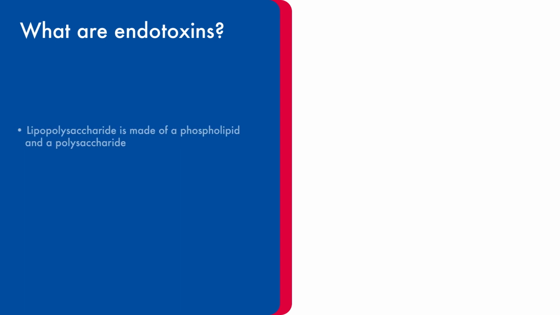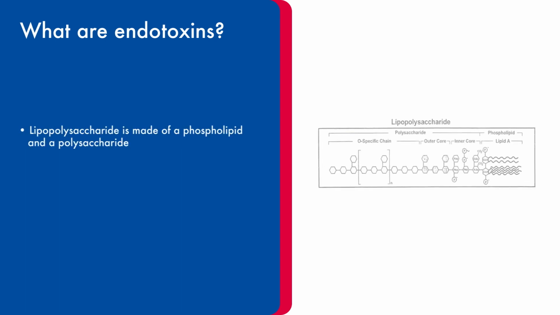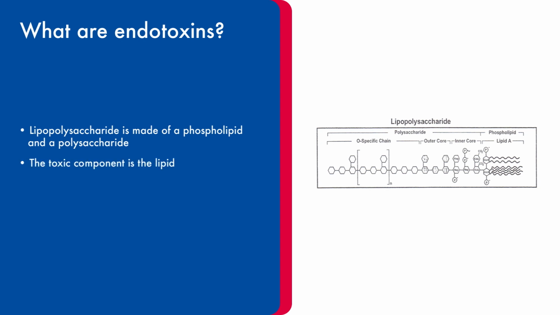Endotoxins are made of a highly conserved lipid part and a polysaccharide, as shown in the figure. The phospholipid on the right-hand side of the figure is the part responsible for the toxic effect. The polysaccharide, which you can see on the left-hand side, has structural functions.